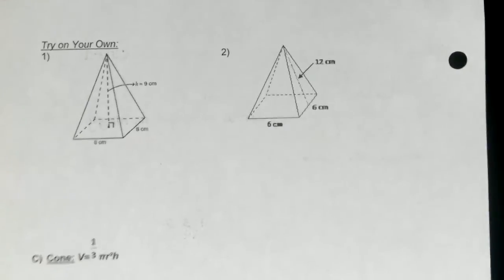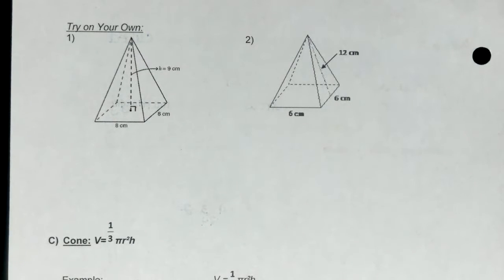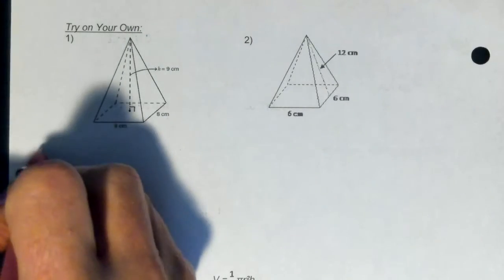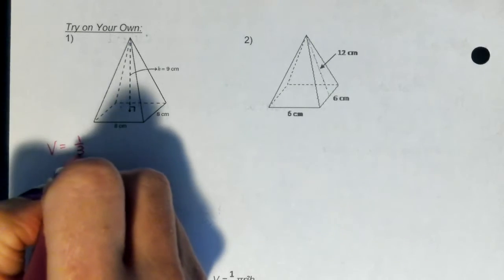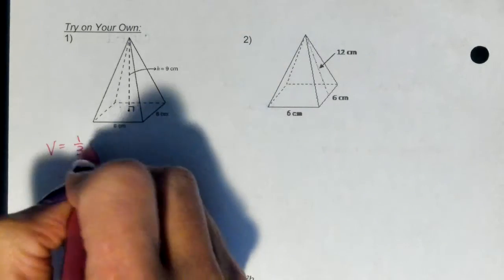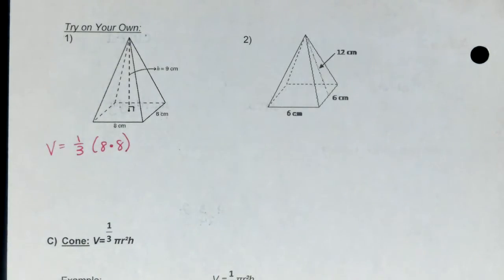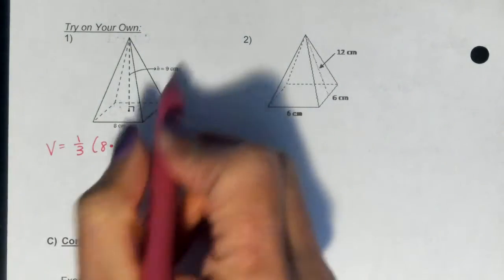All right, let's look at some more of those. Again, if you want to try these on your own, feel free. If you're not comfortable yet and you want to work with me, feel free to do that as well. All right, so we have a square-based pyramid. I know it's a square-based pyramid because these two sides are the same. My volume is 1/3 the area of the base. So I'm taking these two 8s and I'm going to multiply them together. That's the big B, times the true height, 9.